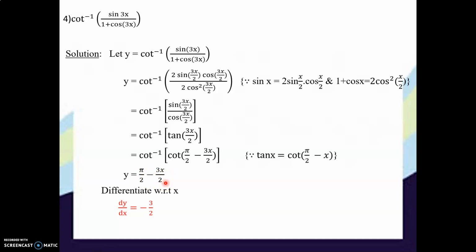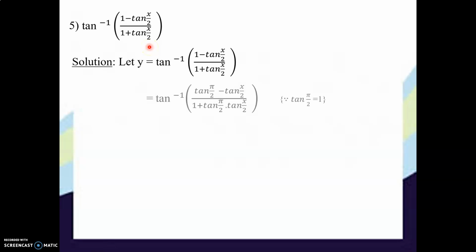This is the final answer for this question. Next question is tan inverse of (1 minus tan x/2) upon (1 plus tan x/2). Here we will adjust this, because we want this function as tan of something. So for that we are adjusting this 1 as tan pi by 2, giving tan pi by 2 minus tan x/2 upon 1 plus tan. We are making this as tan of a minus b format.